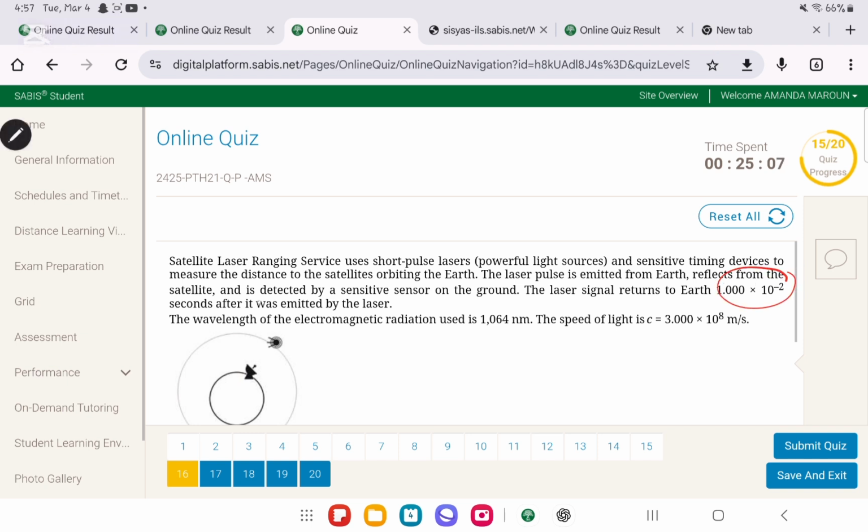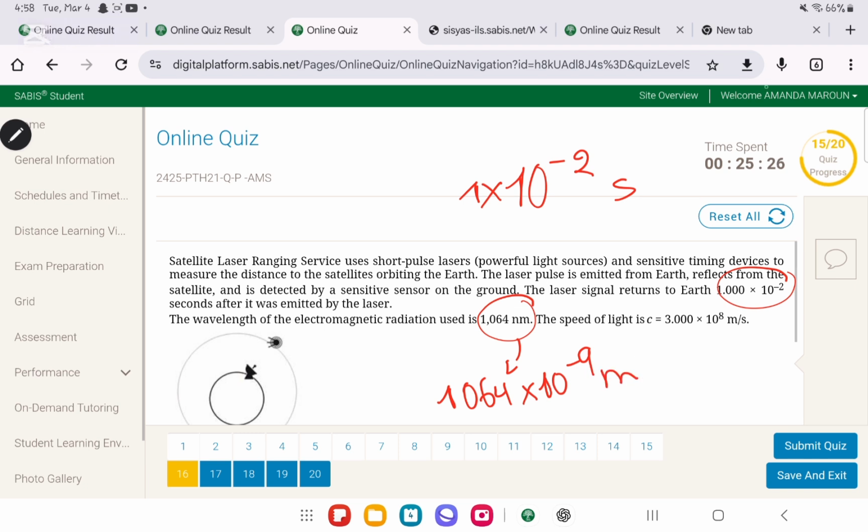Okay, we are given what? We are given the time, which is 1 times 10 to the power of -2 seconds. The wavelength of the electromagnetic radiation is 1064 nanometers, so it's 1064 times 10 to the power of -9 meters. Keep this in mind. And the speed of light is c, 3 times 10 to the power of 8. Very simply, what is happening is like this. The wave is going like this, and then it's coming back. So the wave travels twice: once up to the satellite, and once back down.